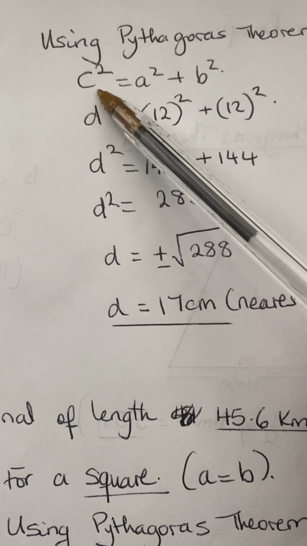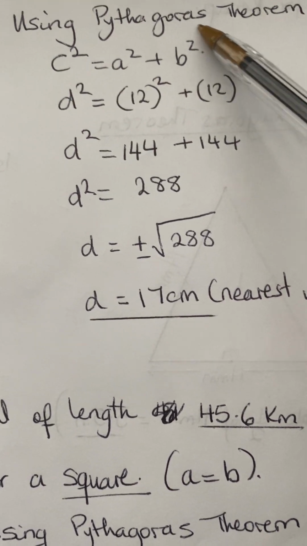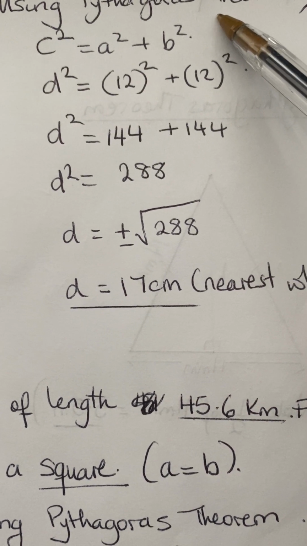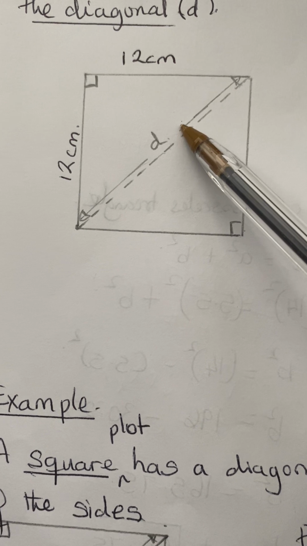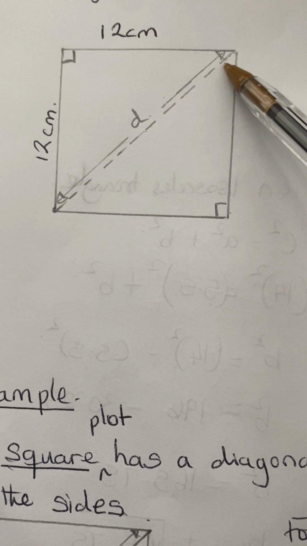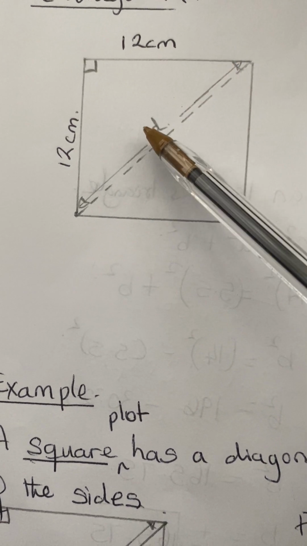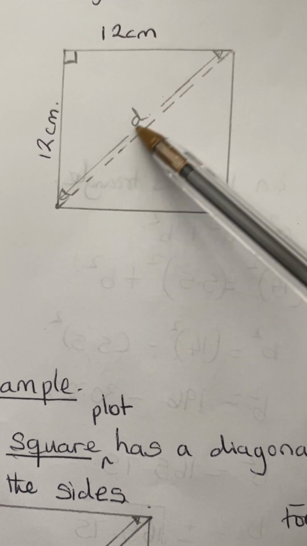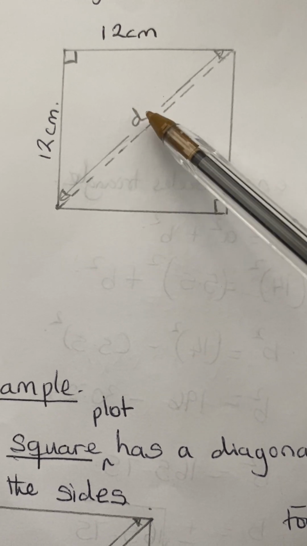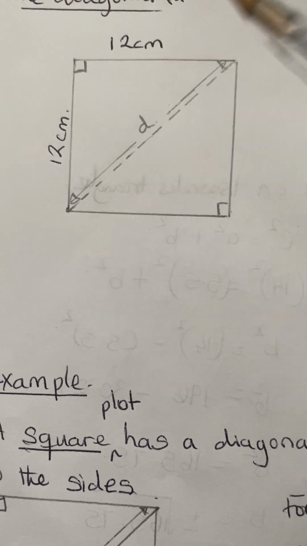C squared equals A squared plus B squared is a general formula. But because you are applying Pythagoras theorem, you are using it. The question says your diagonal here is D. So after using Pythagoras theorem, leave your answer as D. Remember your units.